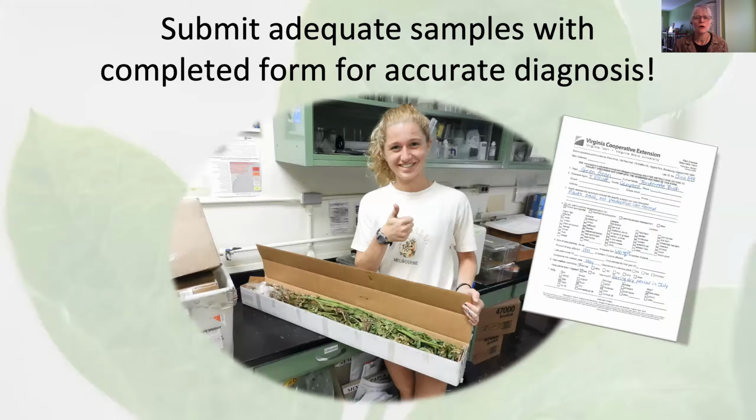And so the bottom line is that for accurate diagnosis, we need a good sample. And by good sample, I mean following some of these tips that I've given you today. And we need a completed form. So one thing that you can really do as a master gardener, is educate people who are bringing you samples about why it's important to fill out that form, why it's important to give you a good sample.